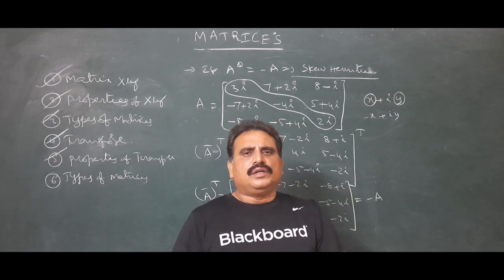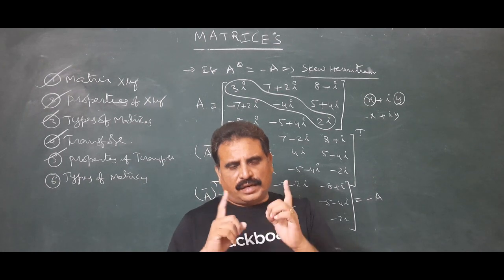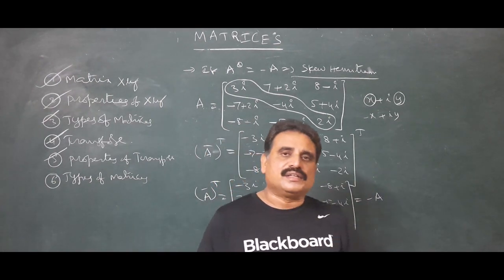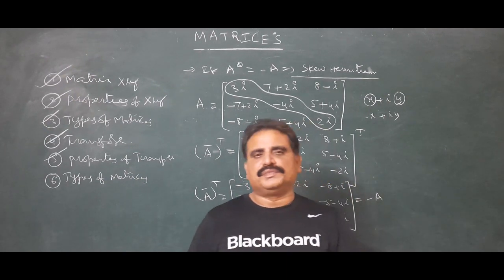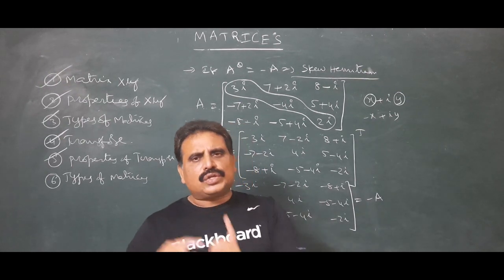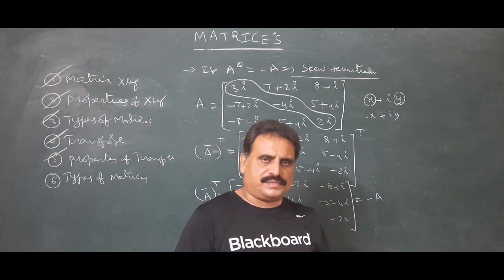Now here, if a real symmetric matrix is there, that is a Hermitian matrix. Real means entries are real numbers. A real symmetric matrix is a Hermitian matrix. A real skew symmetric matrix is a skew Hermitian matrix.